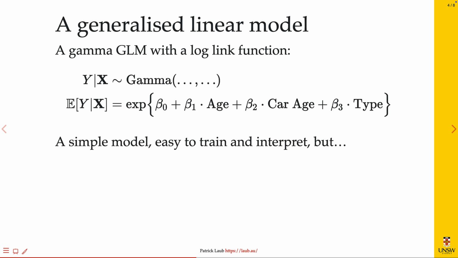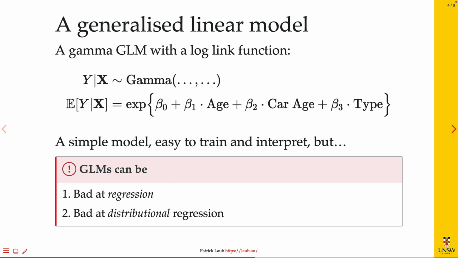And we kind of do this already, actually. We don't think about it, but a GLM is a distributional regression technique. Let's say, for example, a gamma GLM. For each individual policyholder, that spits out a new gamma distribution, whose mean is specified by this linear form with the exponential function. There's a lot of great things going on with this setup. It's very simple, easy to train, easy to interpret. But from the distributional regression perspective, it can be bad at regression and bad at distributional regression.